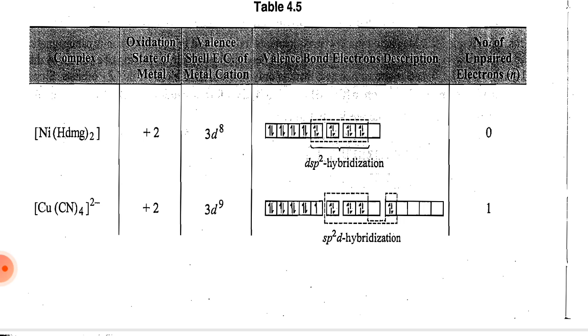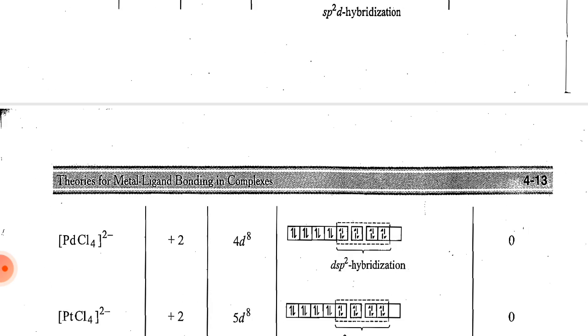Copper [Cu(CN)4]2-. The oxidation state of copper is +2. The valence shell of copper is 3d9. After losing 2 electrons, it will form sp2d hybridization. After cyanide shares 8 electrons, the number of unpaired electrons will be 1.